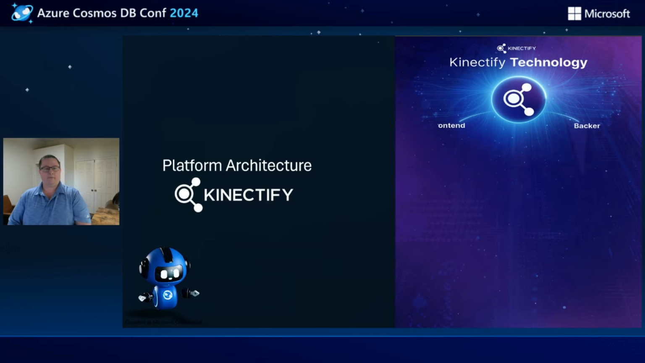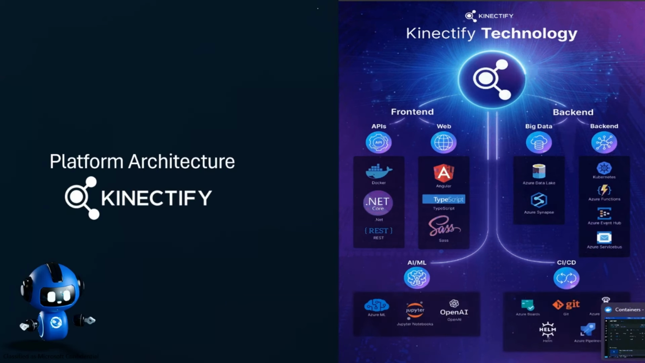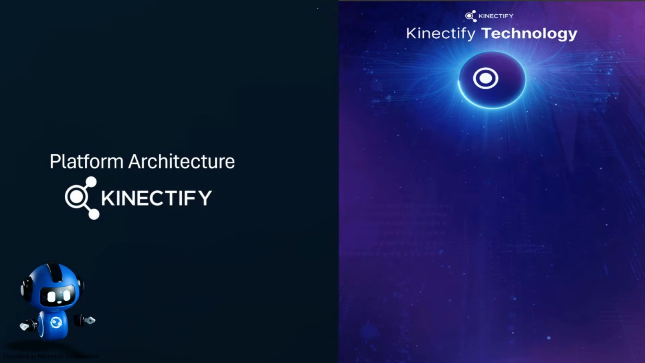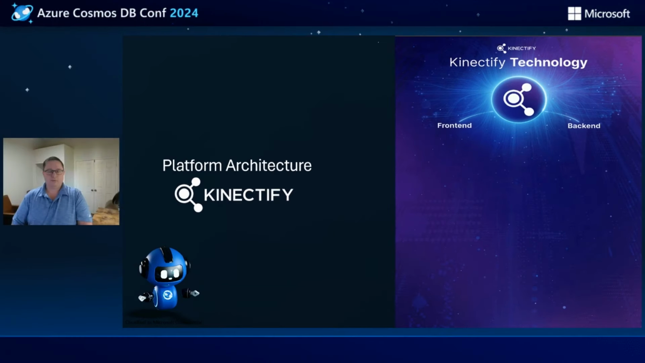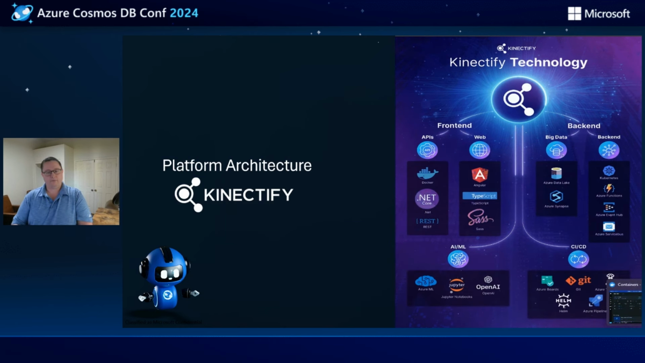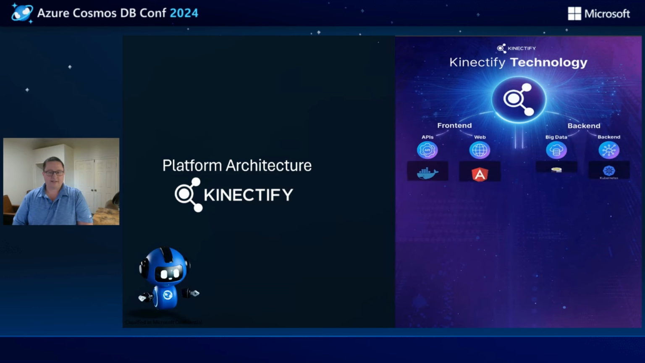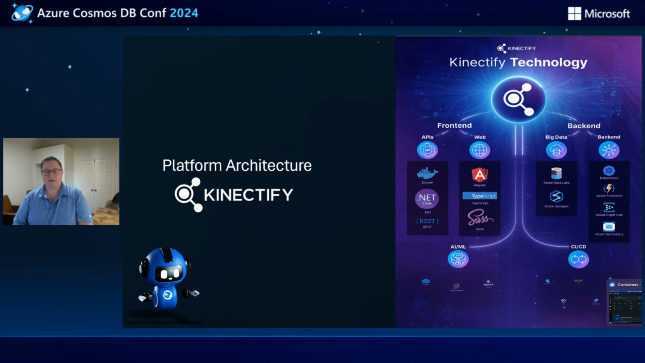We'll start by covering platform architecture for Kinectify and talk about some of the services that we use. We are a service-oriented architecture, and we decompose our services by domain in the application. So rather than a traditional microservice architecture, we group our services a little bit larger than that, but we are a web API, .NET, Docker platform. All of our Docker containers are hosted inside of Linux containers in Azure Kubernetes Service.